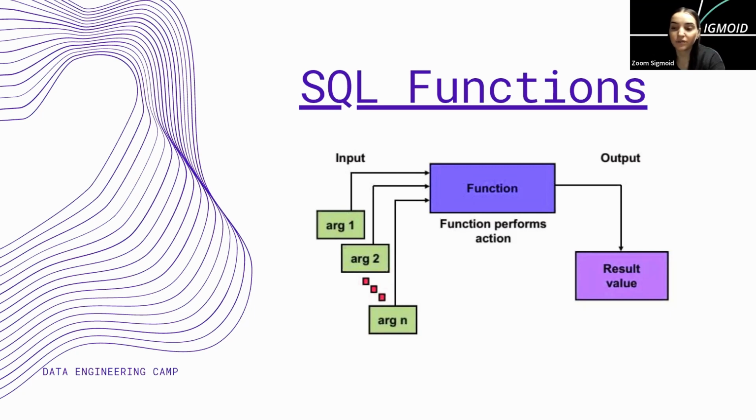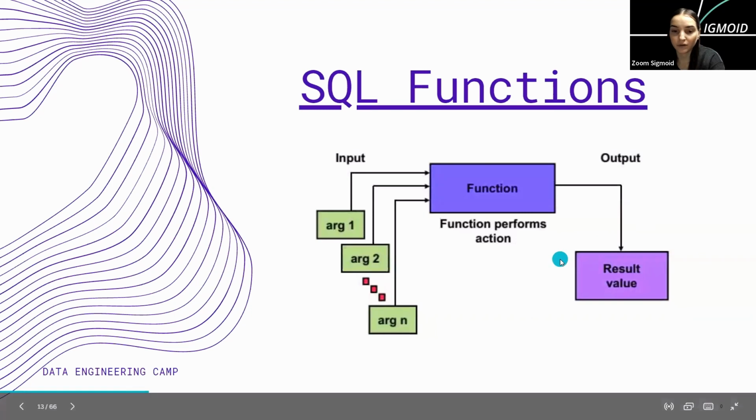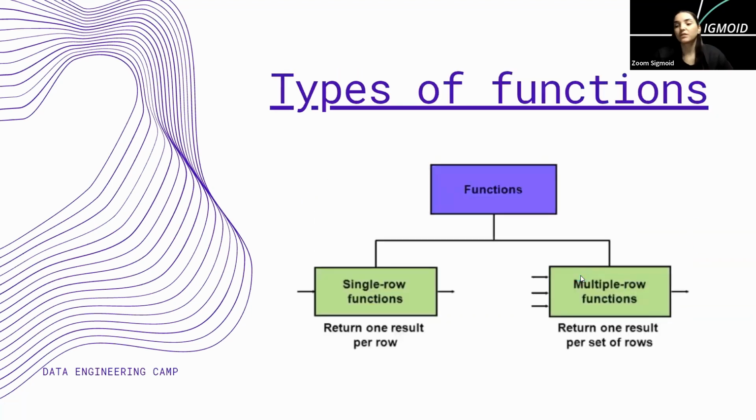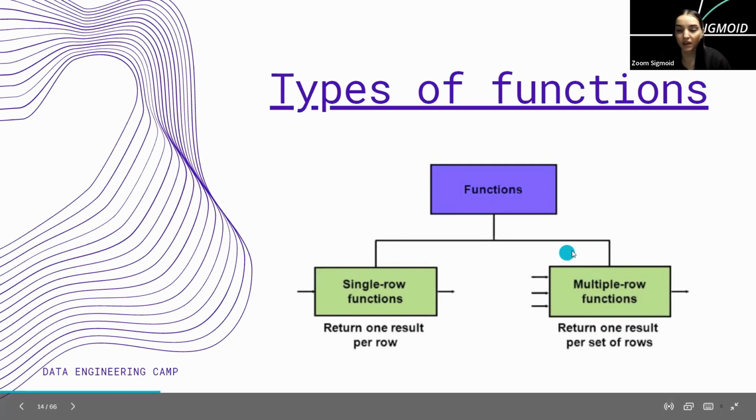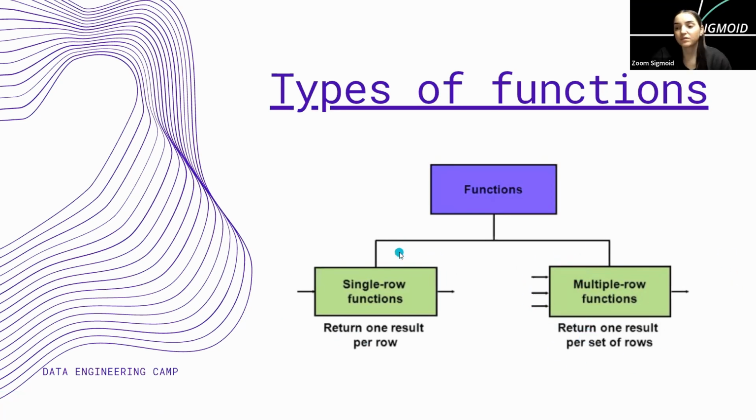So SQL functions sometimes take arguments and always return a value, as you can see in this example. I have to mention that we have 2 types of SQL functions. We have single row functions and multiple row functions. Single row functions are those functions that operate on a single row.